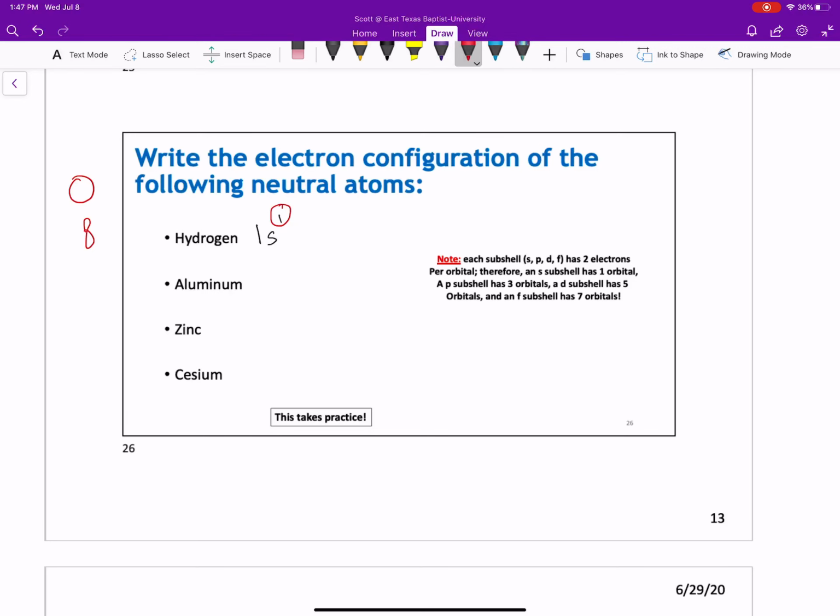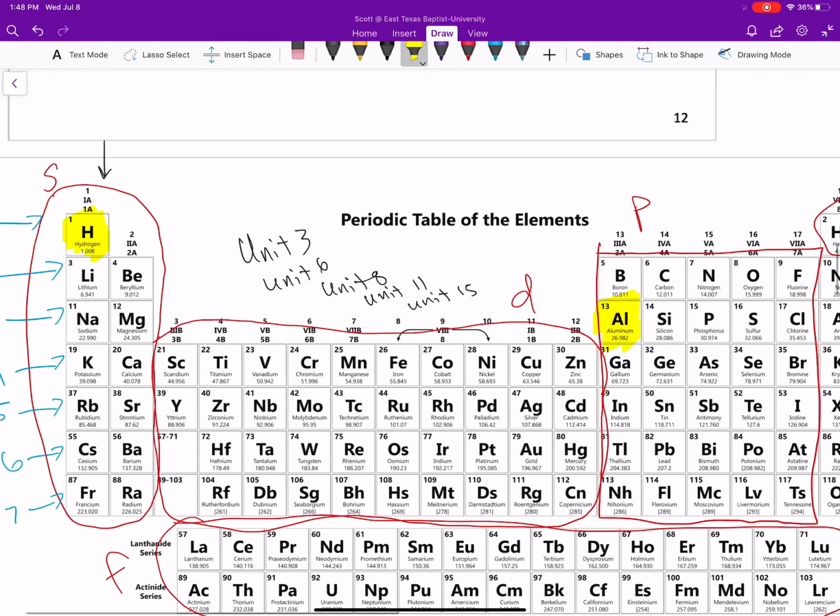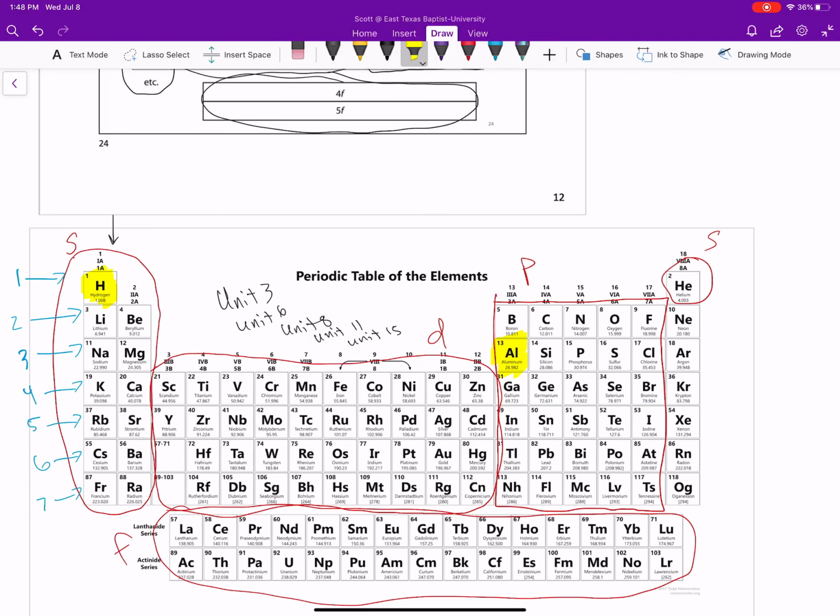Let's take a look at aluminum. What we're going to do now is find aluminum. There it is. It's number 13. And notice to get to aluminum, you have to travel through the 1s and get your 2 electrons, 1 and 2. Then you have to travel through the 2s, get your 2 electrons, travel through your 2p, get your 6, travel through your 3s, get your 2 electrons, and then you wind up there at a 3p and 1 electron.